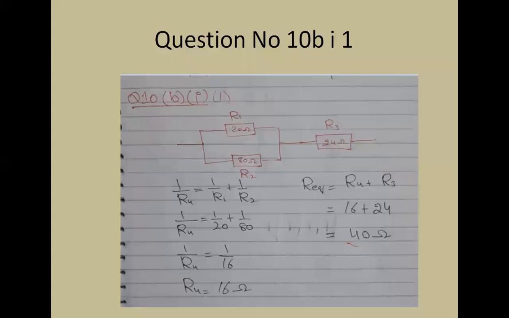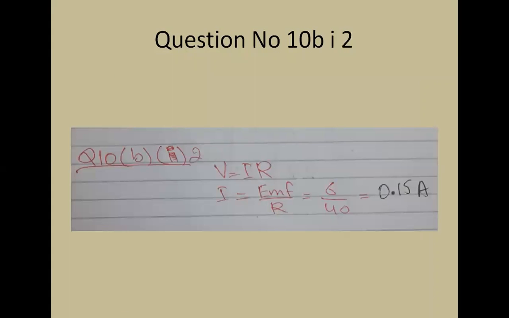The current coming from the battery can be found by the formula. According to Ohm's law, V equals IR. So I will be equal to the EMF divided by the total resistance of the circuit. The EMF of the cells is 6 volt, and the total resistance of the whole circuit, we have just calculated that, is 40 ohm. So 6 divided by 40, and that will be 0.15 ampere. That is the current which will come out of the battery.